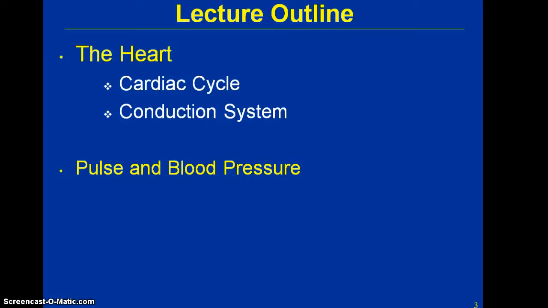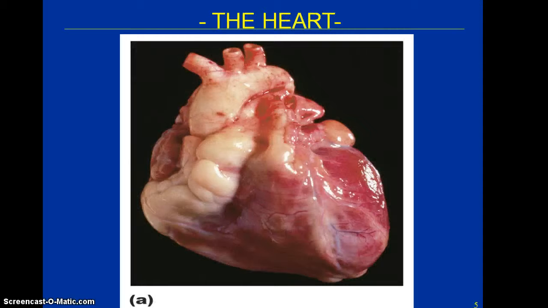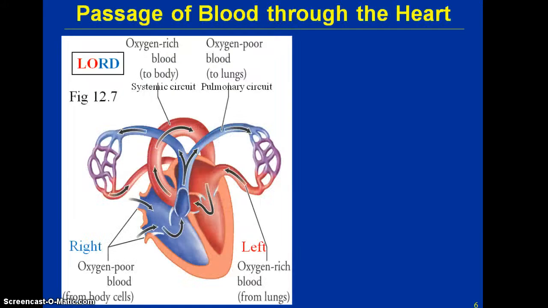So we're going to be looking at the heart, the cardiac cycle, and the conduction system of the heart, and also talking a little bit about blood pressure and pulse. Here's a real photo of a heart, and you can see the ventricles. You can also see the coronary circulation, so the vessels that supply the heart muscle itself, as well as many vessels here. And you'll get a chance in lab to look a little closer at an actual heart.